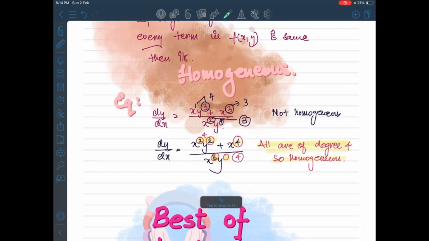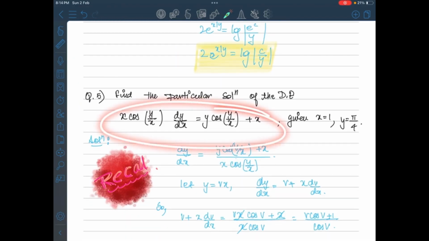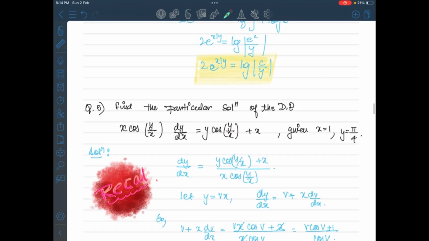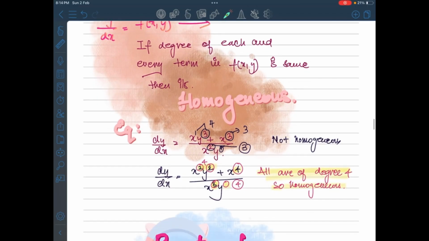But coming to problems like this, in such problems you cannot find degree. Okay, because y by x is inside, and that is the reason I told you, if you get such forms, you just proceed with homogeneous. I hope I made it clear to you.